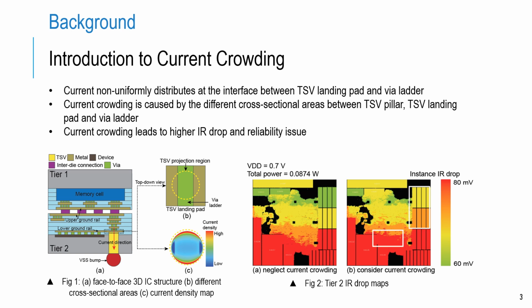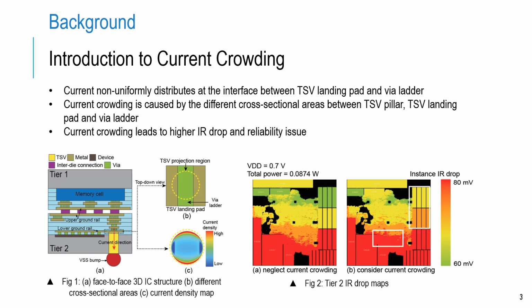For this slide, I will introduce the current crowding effect. In face-to-face 3D ICs, power TSVs provide connectivity between the power delivery networks of two tiers. As shown in Figure 1a, the ground TSV connects the VSS bump to the lower ground rail in the face-to-face 3D IC PDN, conducting a significant current across two tiers. High current flow can lead to large IR drop and EM aggravation.